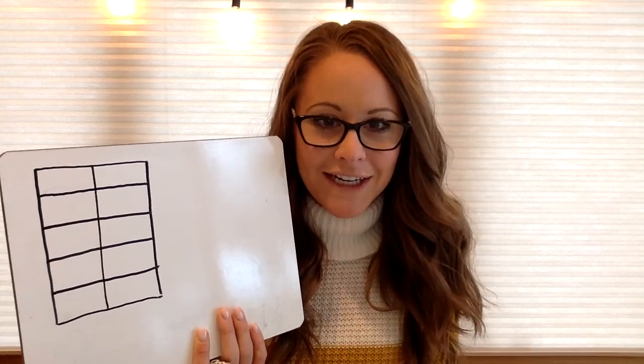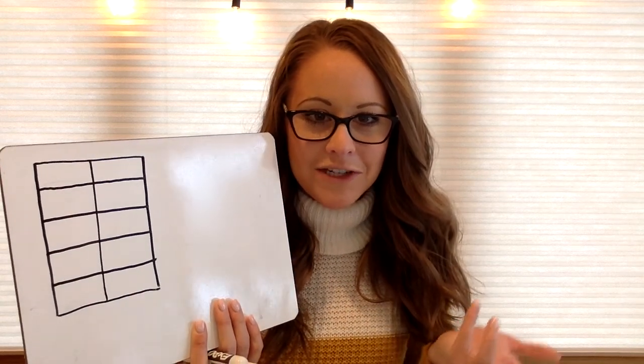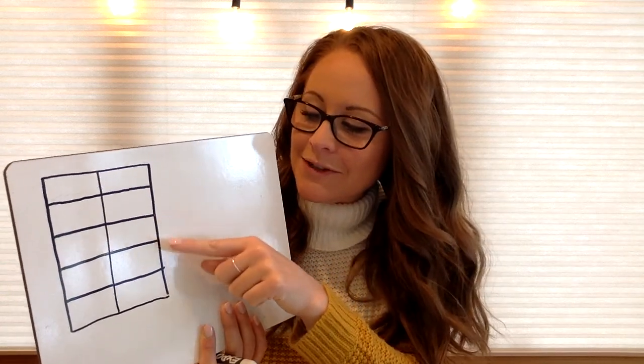So you can see that I have 5 rows and there's 2 tiles in each. So what would a repeated addition problem be to go along with this? We could say 2 plus 2 plus 2 plus 2 plus 2, right? Why don't you write that down? What's the answer? 10 is correct. Nice job.